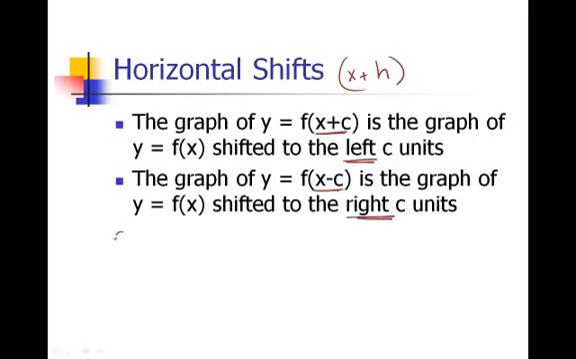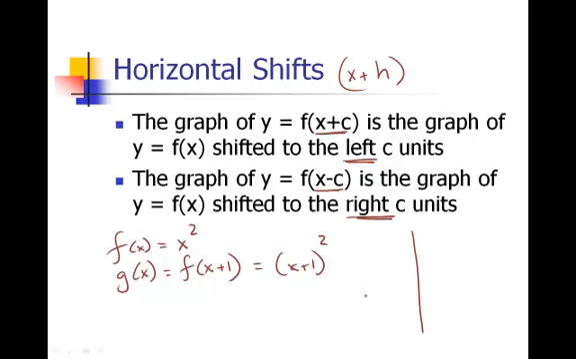whereas x minus c shifts us to the right. So again, if we have a function f of x equals x squared, and we want to shift this function to the left 1 unit, that would create the function x plus 1 squared. And if you FOILed that and graphed it, again, this would take our parent function and move it to the left 1 unit.